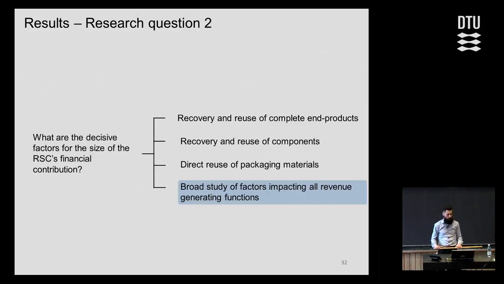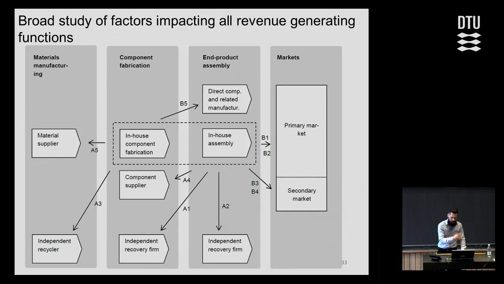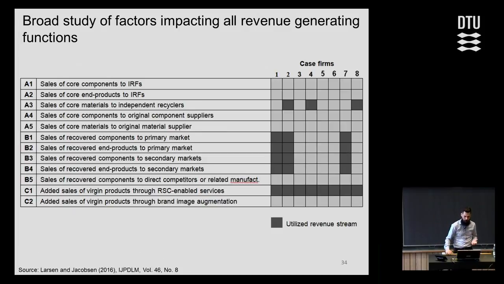Then I did a broad study of factors implementing all revenue generating functions. This is a slide that I've already shown. These are the 10 ways that a firm can increase its revenue directly through the reverse supply chain. I've added two, so those are the same ones as you see the 10 top ones here, 5 with an A and 5 with a B. And I've added 2 with a C that have to do with virgin product sales.